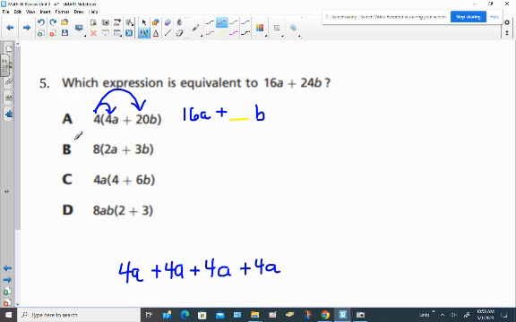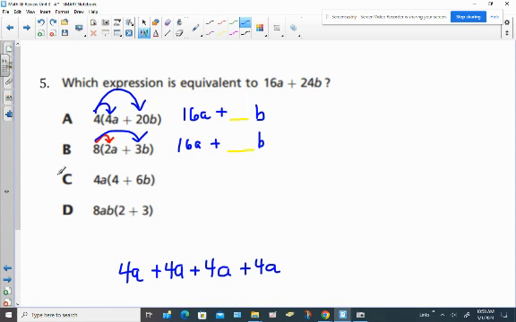So if we look at choice B, we have 8 groups of 2 apples. So that's going to give us the 16, right? 8 times 2 is 16 apples. Plus, if I have 8 groups of 3 bananas, does that give me the 24 bananas that I'm looking for? So I'm not going to tell you. I want you to think about it. Does 8 groups of 3 bananas equal 24 bananas?